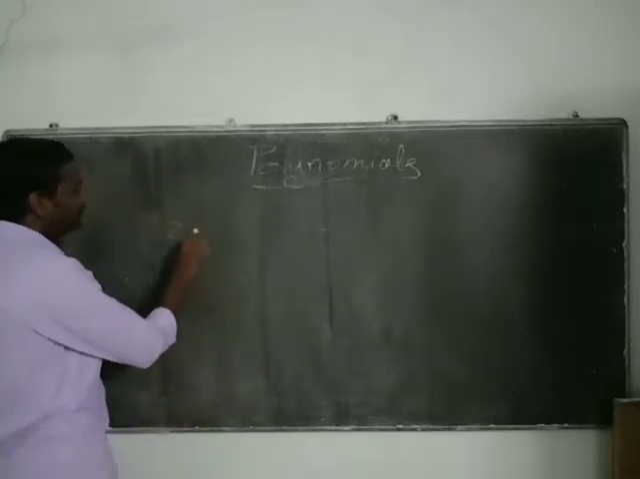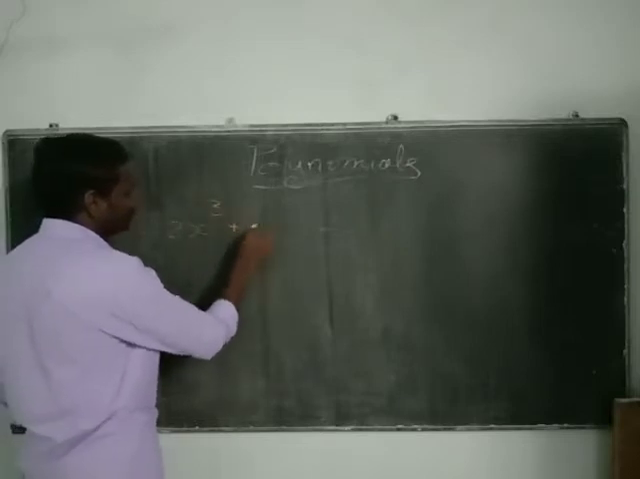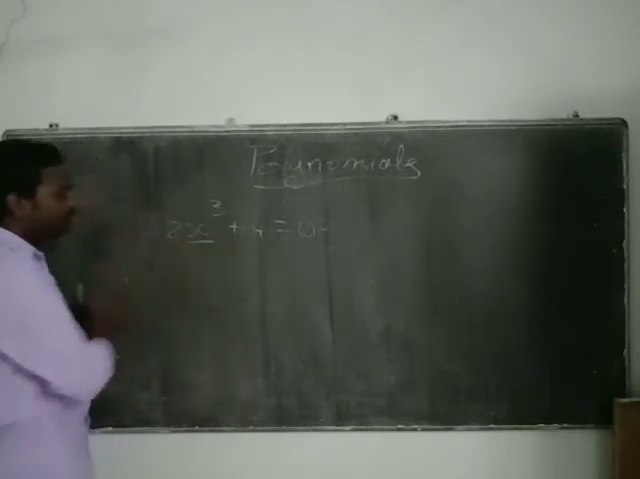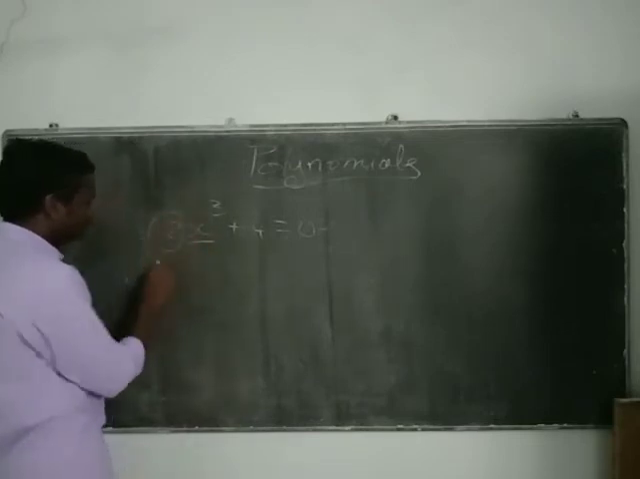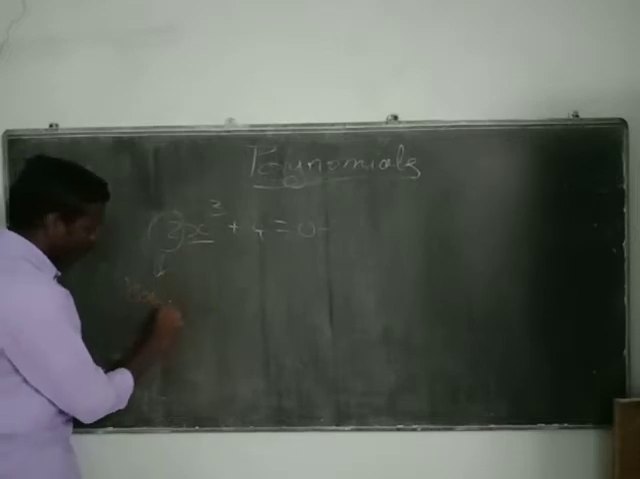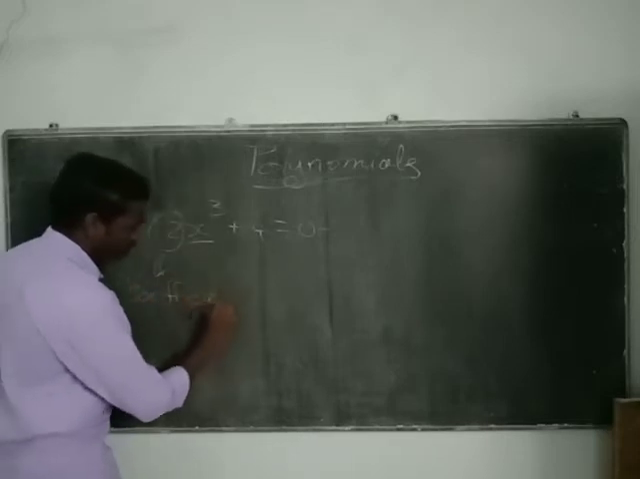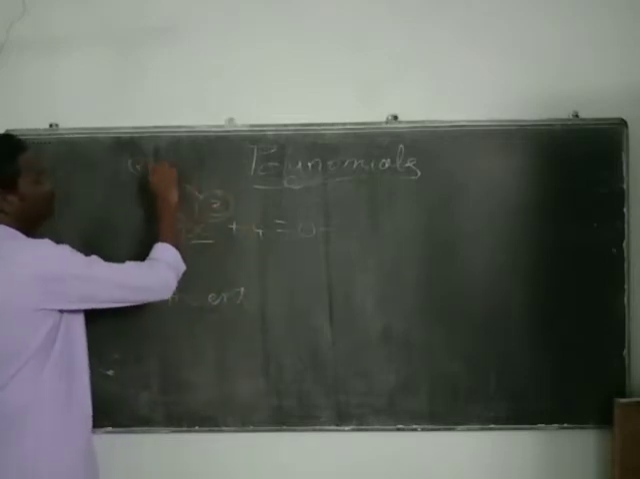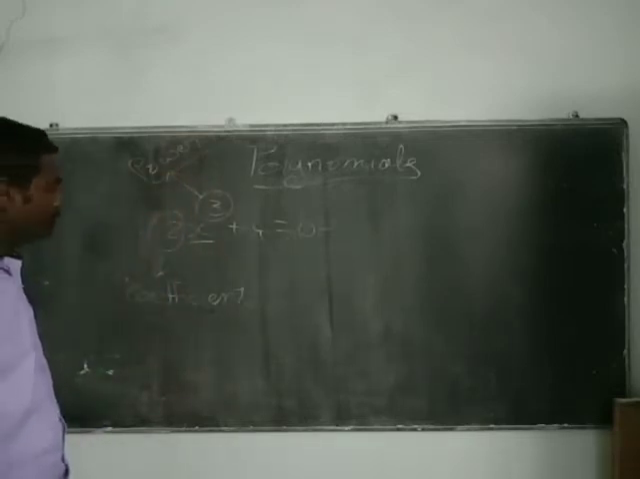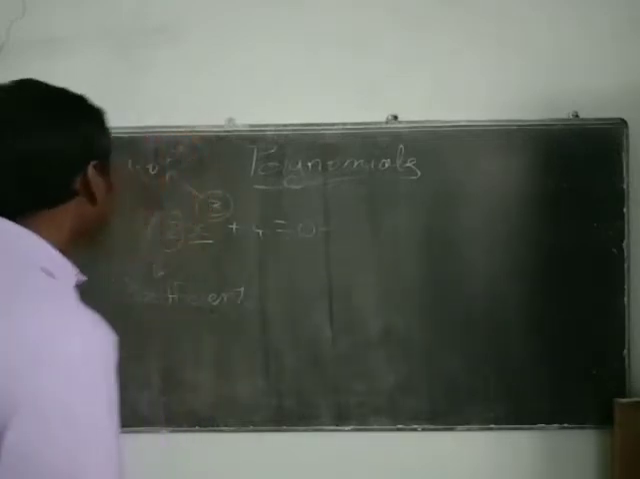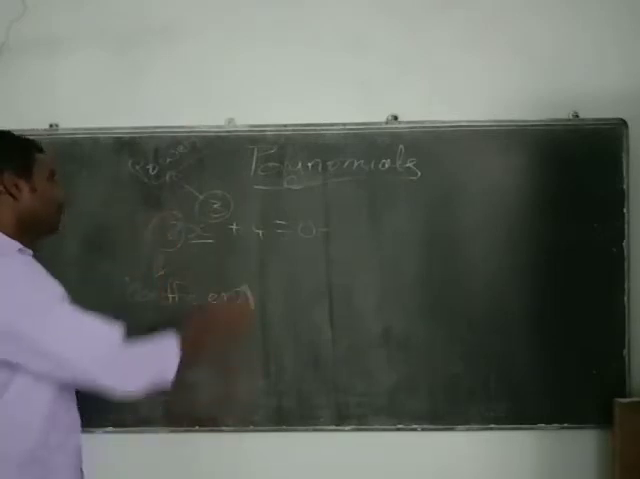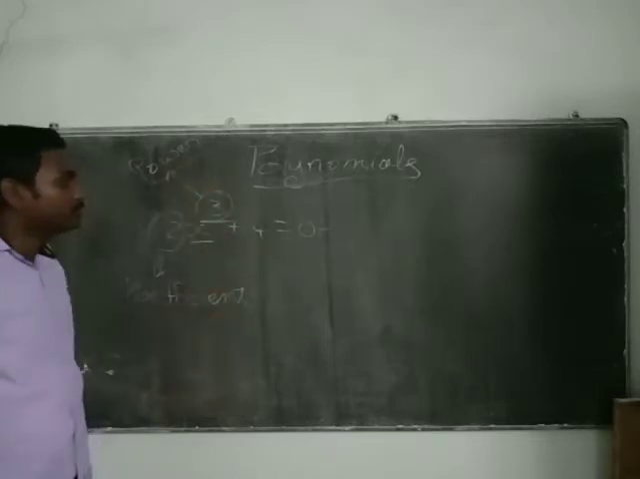If it is taken as 2x power 3 plus 4 is equal to 0, this is an independent variable and this is called a coefficient. This is the coefficient and this is called the power or degree. So we have to understand how to solve a polynomial of any degree or any power.